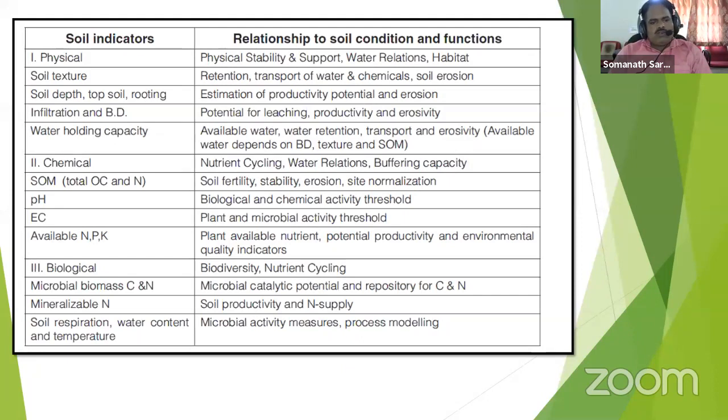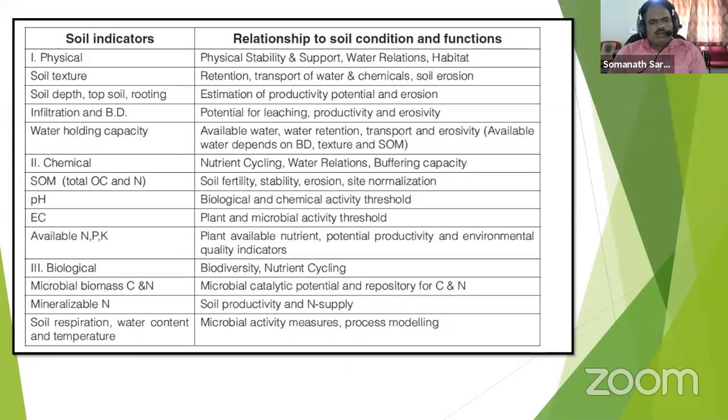The chemical properties such as the organic carbon, nitrogen, soil pH, and EC are also important and directly related to soil nutrient cycling, water relations, and the buffering capacity of the soil, where buffering capacity means the soil pH. When the leaf litter has organic chemicals which have low pH, after the decomposition of this leaf litter, it is added to the soils and lowers the soil pH. It is a very important process in the reclamation of the saline and alkaline soils. It reduces the soil pH, and it improves the soil health.